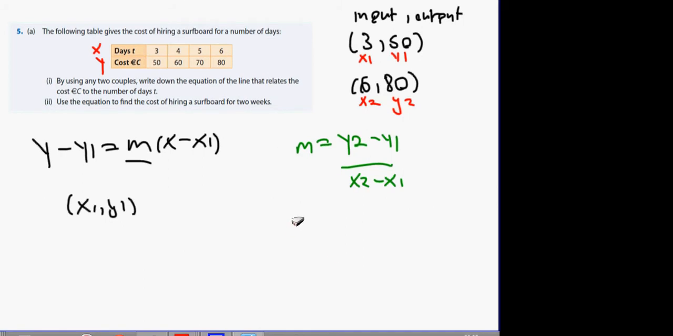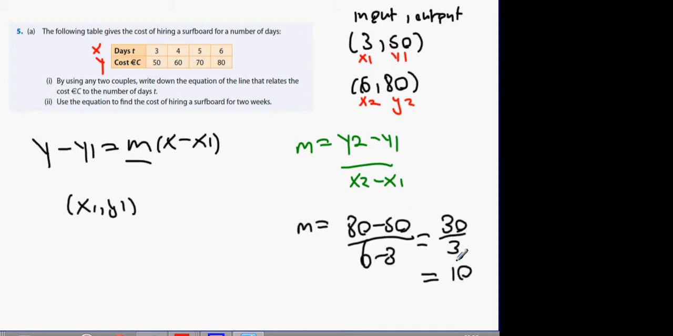So guys, look at this. M equals y2 minus y1, which is going to be 80 minus 50. And then the other one's going to be 6 minus 3, which is going to be 30 over 3, which is 10. You're right, it'd be upside down, so the other one would be a tenth. Okay? It'd be upside down.